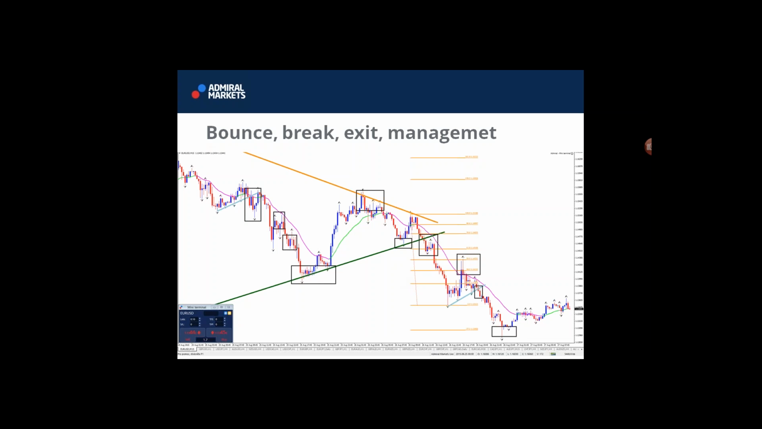And where could we exit? Using this principle, basically at the next major support or resistance, or at the next reasonable bouncing spot, if you're taking a break. Or if you take a bounce, the next bouncing spot in the other direction.